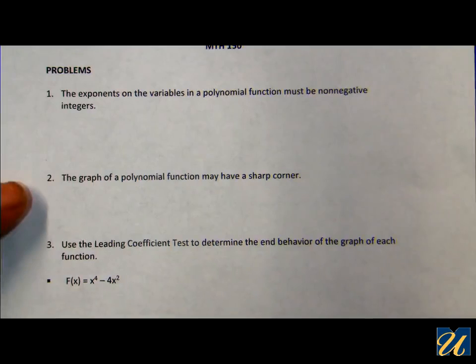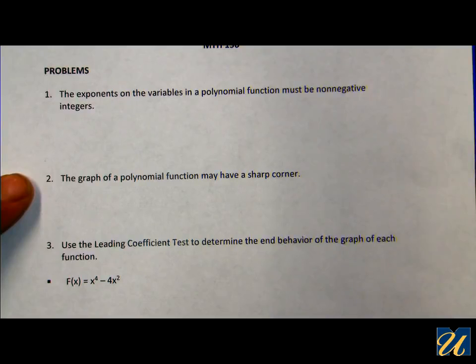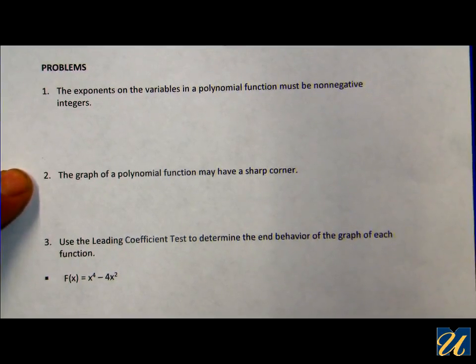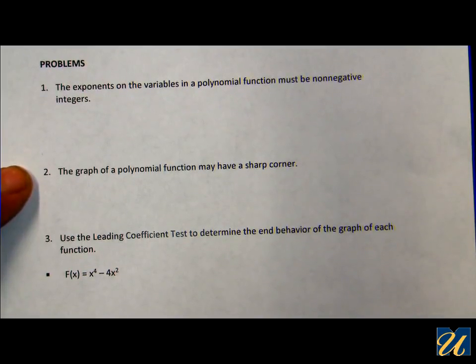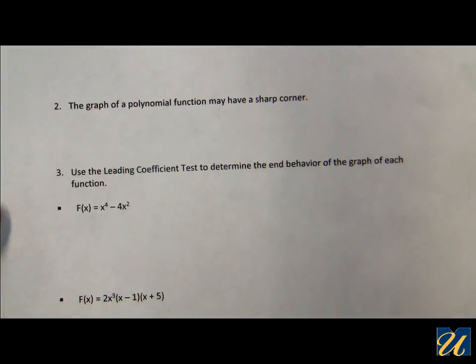The graph of a polynomial function may have a sharp corner, and that is a never. If it's a polynomial, this is one of the characteristics of them. They are smooth and rounded like a roller coaster, and that is an always for every single polynomial function that's out there. Okay, some problems.